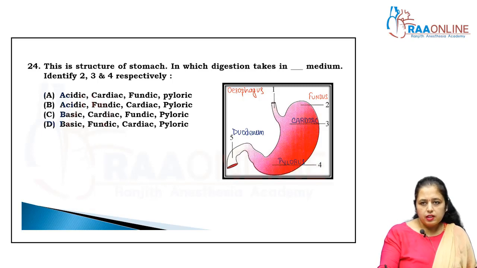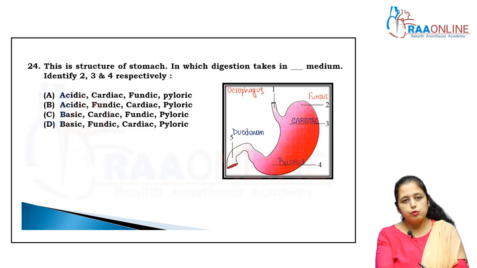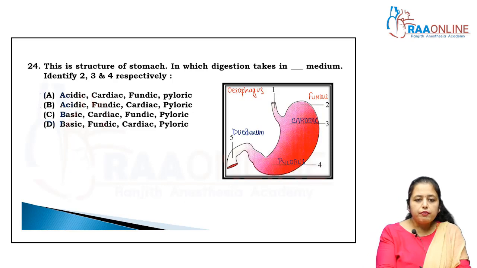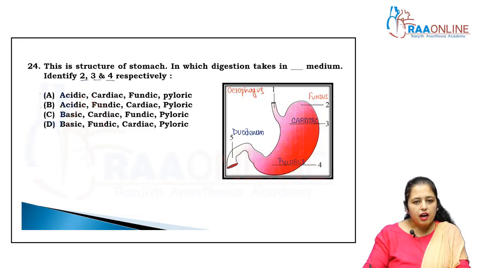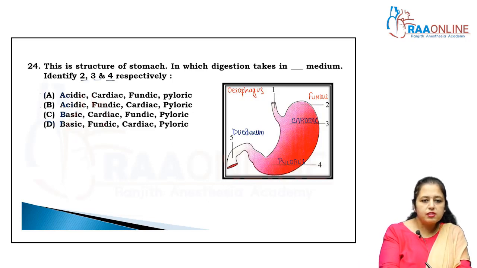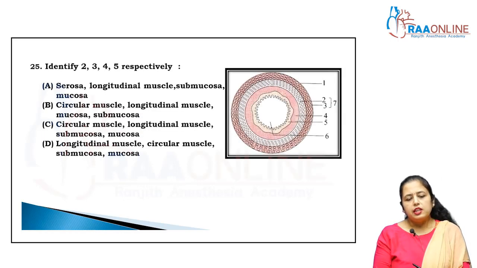In the stomach, digestion takes place in a medium that is gastric, and gastric medium is acidic, right? So acidic, so the answer is chosen between A and B. C and D are cancelled because there it is basic, and the pH of gastric juice is acidic, right? Identify 2, 3 and 4 respectively, right? So 2 is fundus, 3 is the cardiac and fourth one is the pylorus. So the answer is B, that is acidic, 2 fundus, 3 cardiac and fourth one pylorus. So the correct answer is B, right? Now come to the next question.